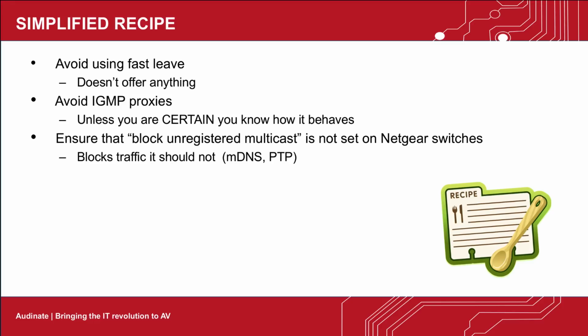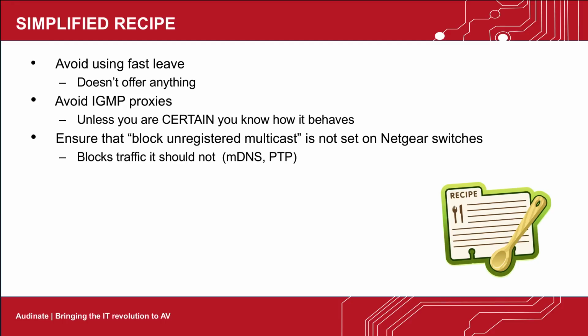A word of caution about Netgear switches. There's a feature in the Netgear IGMP implementation that's called Block Unregistered Multicast. We briefly spoke about special multicast addresses such as MDNS and PTP earlier. They are addresses that are assigned by the Internet authorities to those services. You shouldn't have to register for them. In fact, you're not supposed to register for them. And when you enable multicast filtering in a switch, you shouldn't block them either. What this setting, Block Unregistered Multicast, does in a Netgear switch is block MDNS, PTP, and other special multicast addresses.